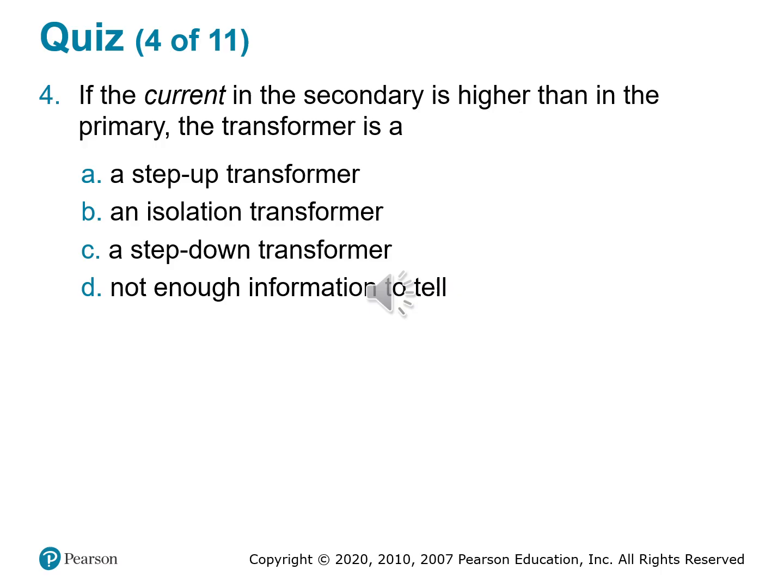Question number 4. If the current in the secondary is higher than in the primary, the transformer is a what? A, a step-up transformer. B, an isolation transformer. C, a step-down transformer, or D, not enough information to tell. Go ahead and pause the video. All right, hopefully you're back. And the answer for this one is C, a step-down transformer.